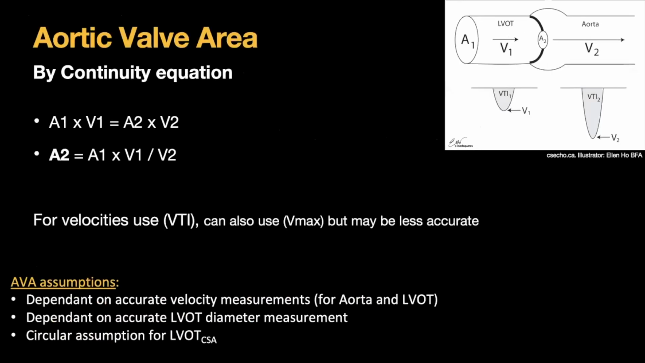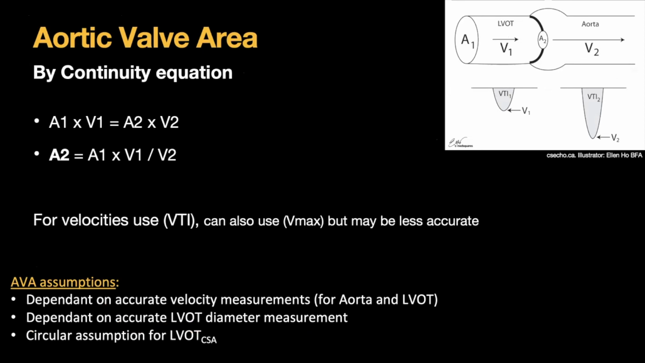Next is your aortic valve area calculation by continuity equation. The continuity equation is A1 times V1 equals A2 times V2, because you have preservation of your matter, your velocities, and your energy. And for velocities, we use VTI. You can actually also use Vmax. It may be less accurate depending on the shape of the Doppler envelope.